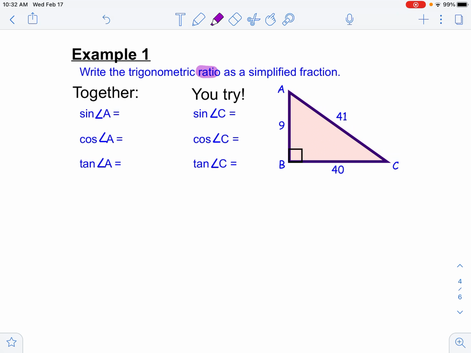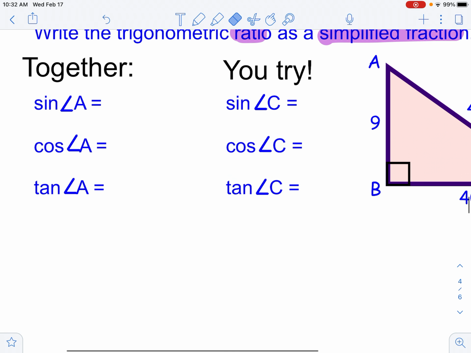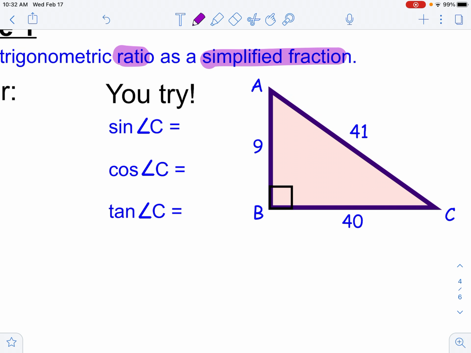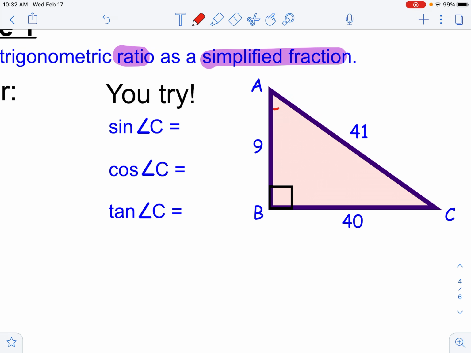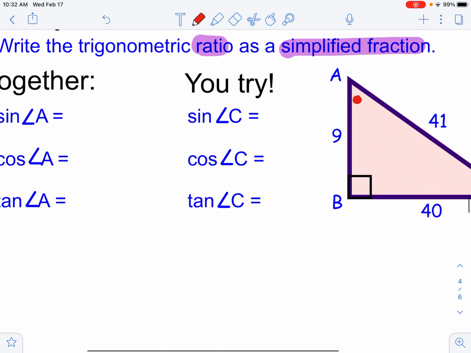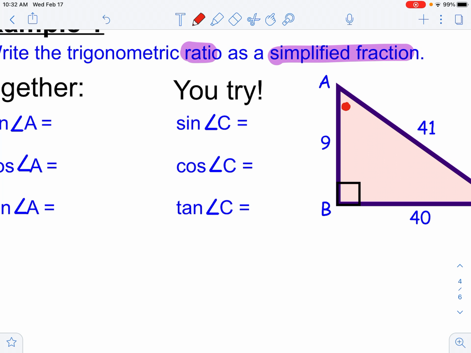It says, example 1, write the trigonometric ratio as a simplified fraction. So we want a ratio, right? So that means our answer is a fraction, and we want it simplified. Okay, so we'll do this together, and then I want you to try this on your own. All right, so we want the sine of angle A. So here is angle A. I'm just going to put a little red dot right in the corner. Little red dot right here. So I know what I'm talking about, that angle.